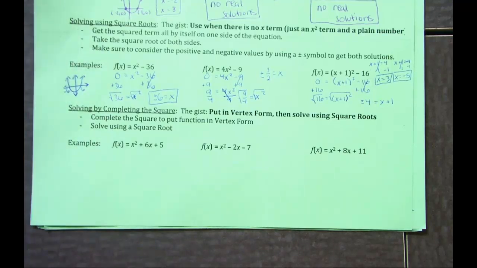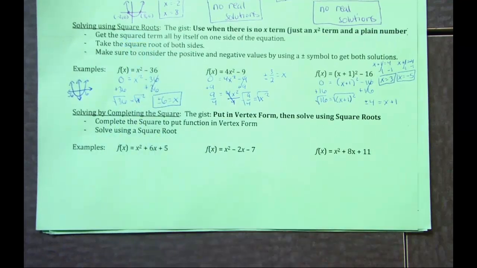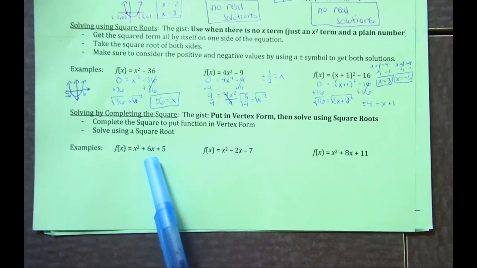So today we're going to build on what we've been doing. We've been talking about solving using square roots. And today we're going to talk about how we can use this square root idea in order to solve any equation if we can get it into vertex form.